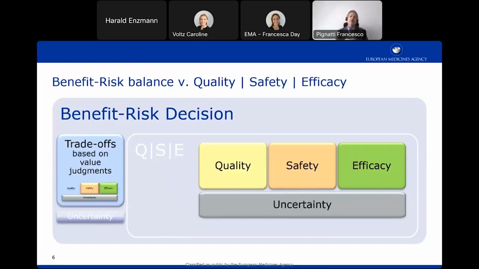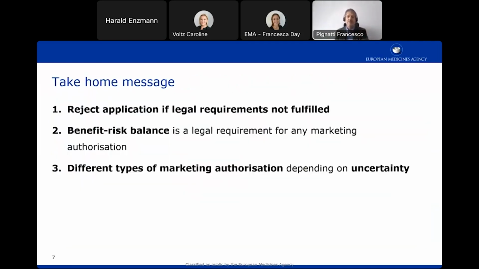So to summarize it, we've gone from strictly separate demonstration of quality, safety, and efficacy to introducing uncertainty and, importantly for today, introducing the concept of how these quantities, efficacy and safety typically, relate to each other. And we'll see this is not trivial because you need to introduce trade-offs, value judgments, which are often subjective.